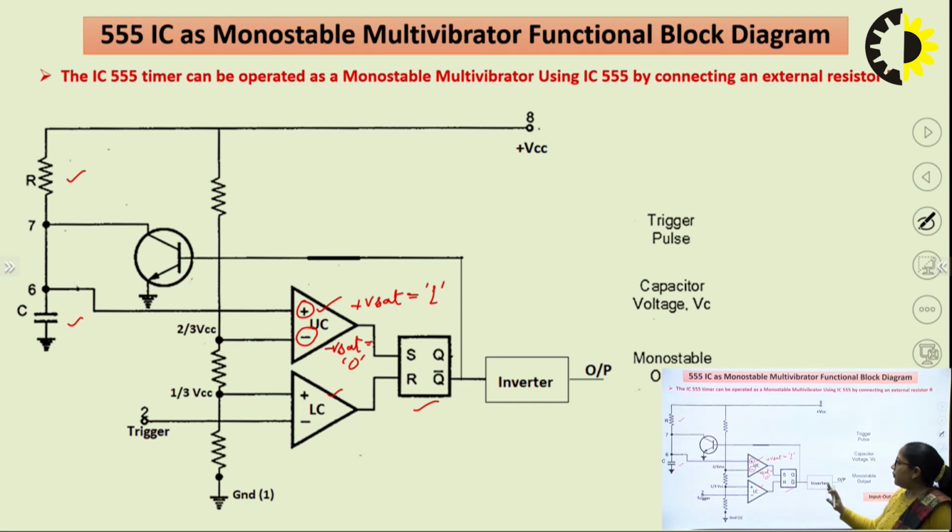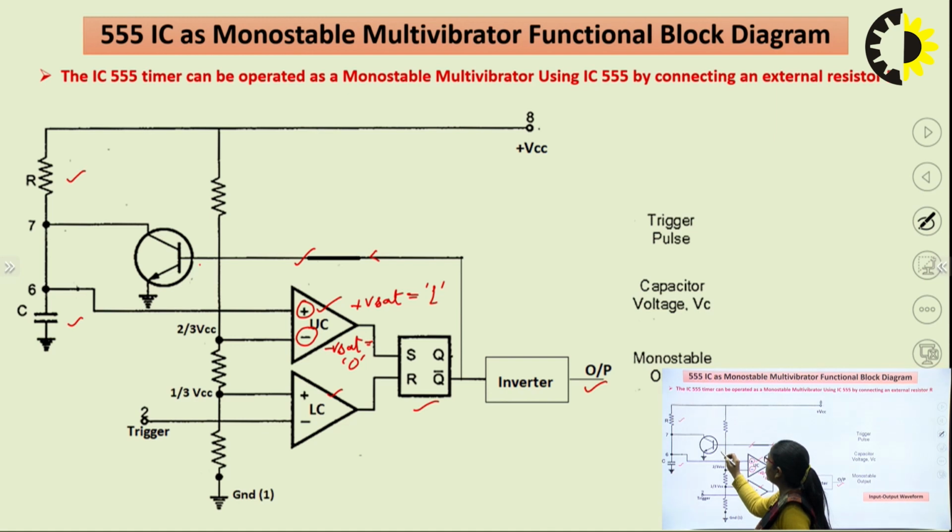Fine. Further, this Q bar is connected to an inverter, and we are taking our output from the output of inverter. This Q bar is further connected to the base of a transistor. This transistor is called as discharge transistor. So, what will be the output of this flip flop? Either 0 or 1. Fine.